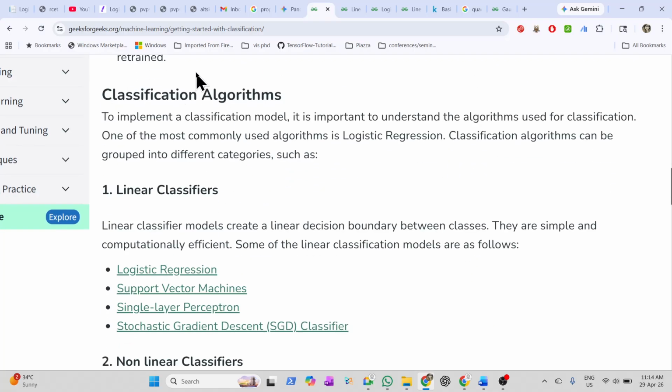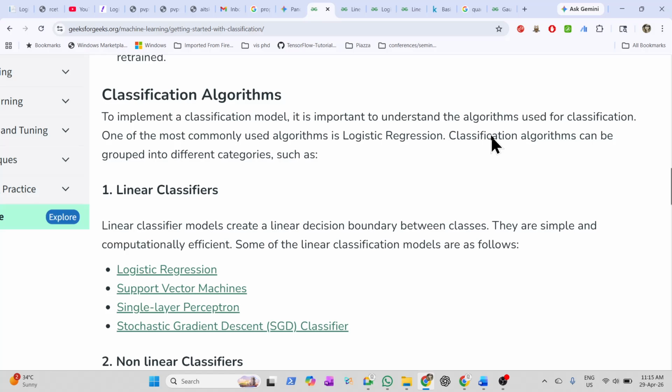Well, I hope so far everything is clear to you all. Having said about the basics of classification, now we are moving on to the classification algorithms. The process of classification is clear, and let us now analyze algorithms. To implement a classification model, it is important to understand the algorithm, and we have several algorithms. The basic algorithm is logistic regression, the simplest one among all the algorithms.